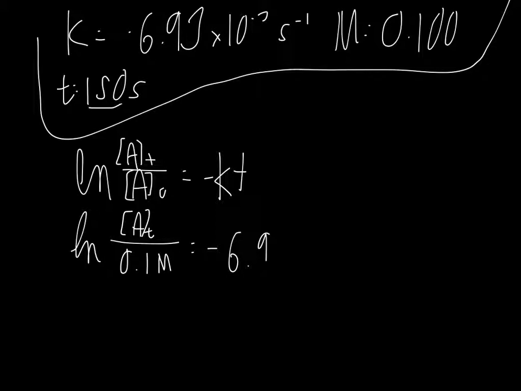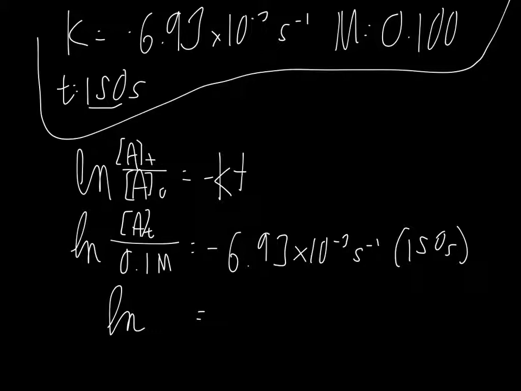So in order to find this, first plug everything into the equation. Next, you're going to multiply negative 6.93 times 10 to the negative third times 150, so k times t, and you will get the answer of about 1.03.